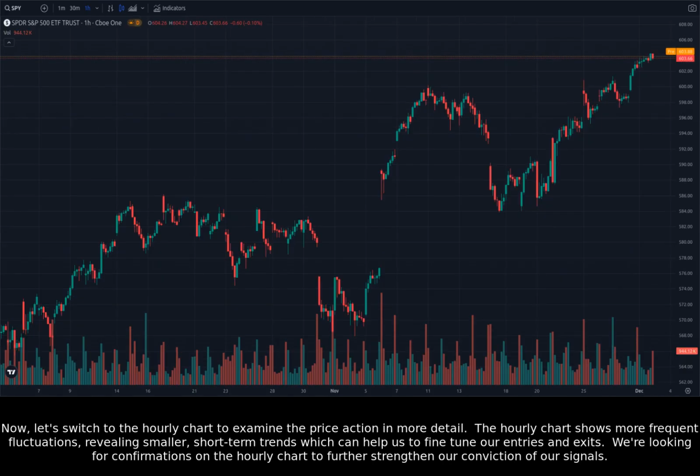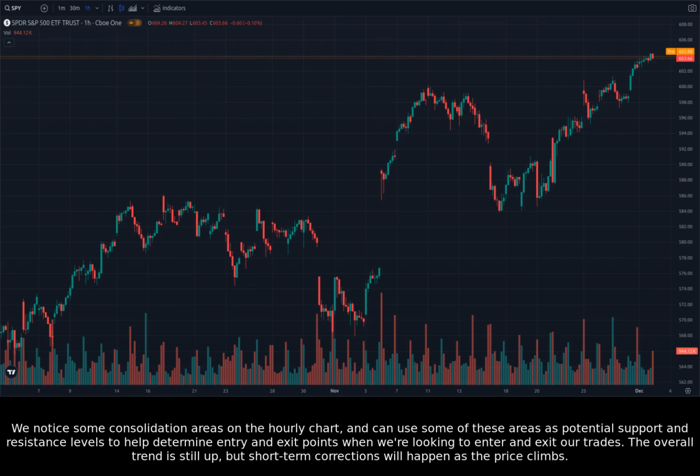Now, let's switch to the hourly chart to examine the price action in more detail. The hourly chart shows more frequent fluctuations, revealing smaller, short-term trends which can help us to fine-tune our entries and exits. We're looking for confirmations on the hourly chart to further strengthen our conviction in our signals. We notice some consolidation areas on the hourly chart and can use some of these areas as potential support and resistance levels to help determine entry and exit points when we're looking to enter and exit our trades. The overall trend is still up, but short-term corrections will happen as the price climbs.